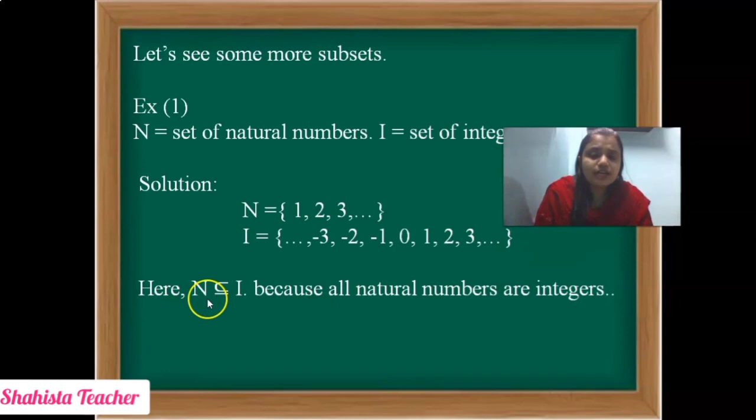Here N is an element of I. N is a subset of I because all natural numbers are integers.